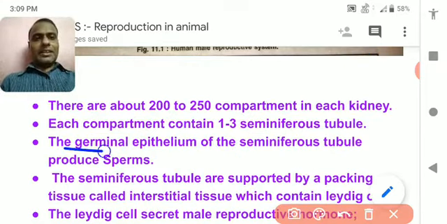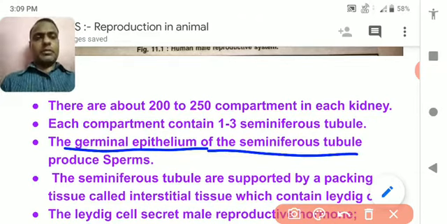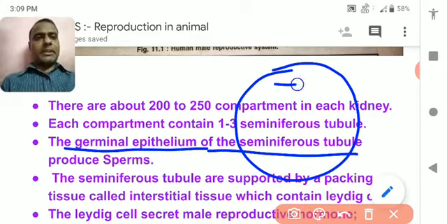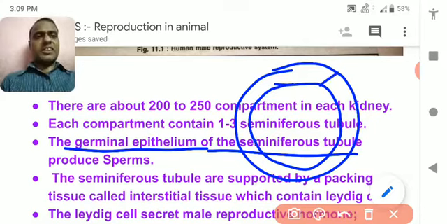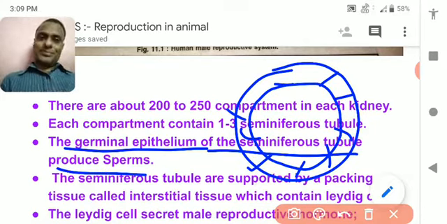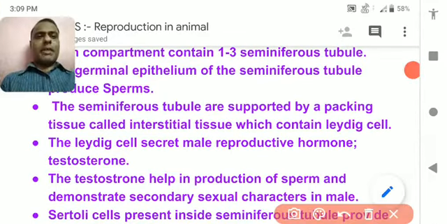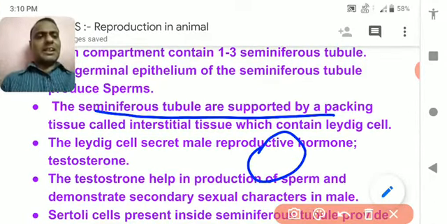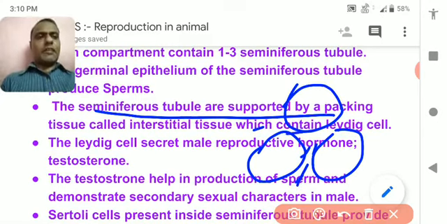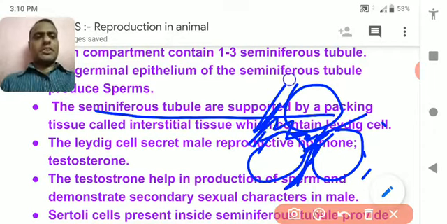Once again, the germinal epithelium of the seminiferous tubule means the first layer of epithelial tissue of the seminiferous tubule, which produces sperm. The seminiferous tubules are supported by packing tissue. Suppose there are seminiferous tubules; in the middle of 2 or 3 seminiferous tubules there is a packing tissue which joins all the seminiferous tubules.